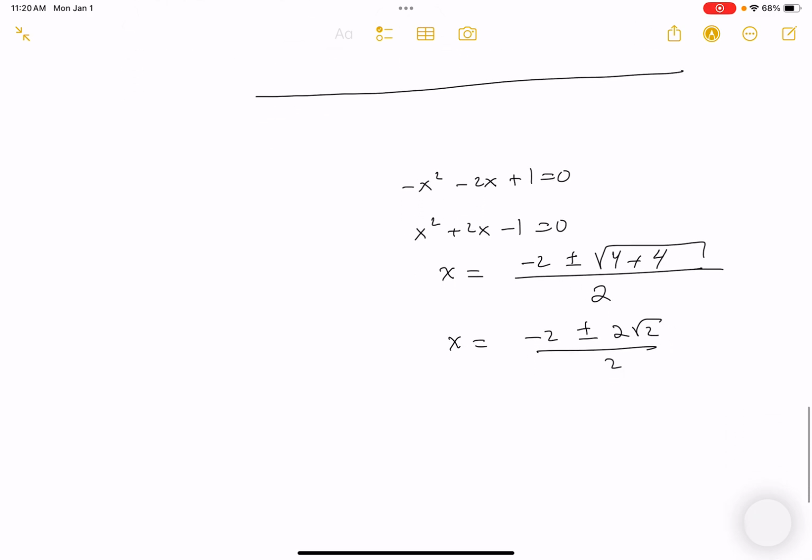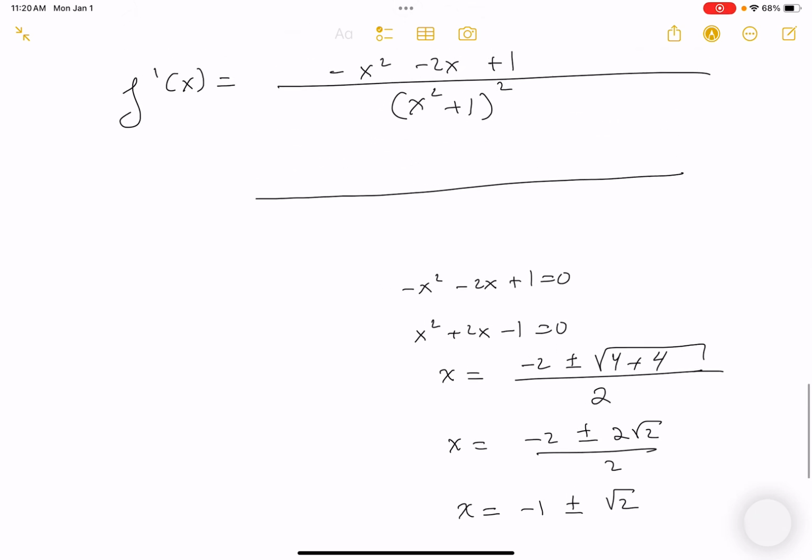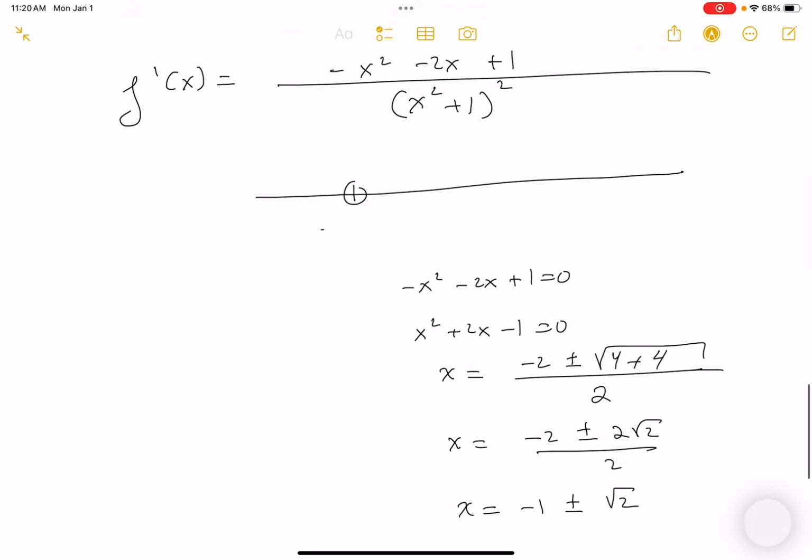That doesn't look too bad. Let's write this down. X equals minus 1 plus or minus root 2. All right? Now I'll put that in a number line. I have minus 1 minus root 2, and I have minus 1 plus root 2. All right?